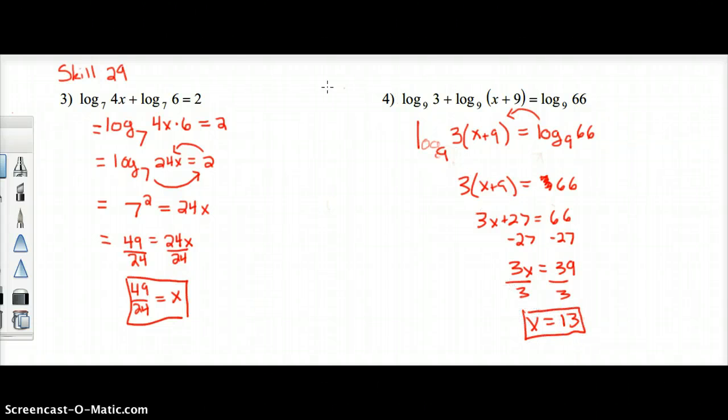Remember, the most common mistake I'm seeing here is people treating these two types of equations the same. Not noticing that in this one, we do not have a log base 7 of 2 on the right side. We only have 2. So we have to rearrange it. Alright, this was skill number 29.